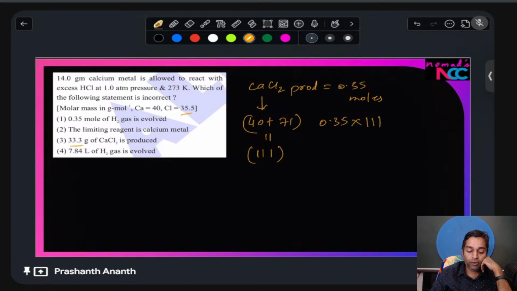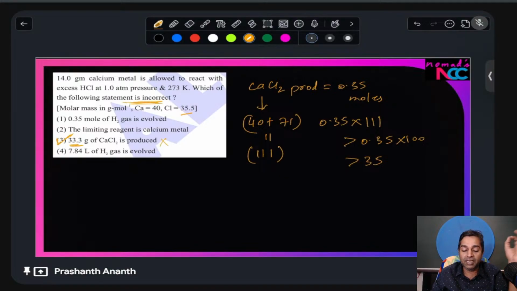They are giving 33.3. Definitely this has to be greater than 0.35 into 100. 0.35 into 100 is 35. So it has to be greater than 35. So definitely this option is wrong, which means this is the correct answer for the question where they are asking us which among the following statements is incorrect. Since they have asked incorrect, the correct answer here is going to be option 3.